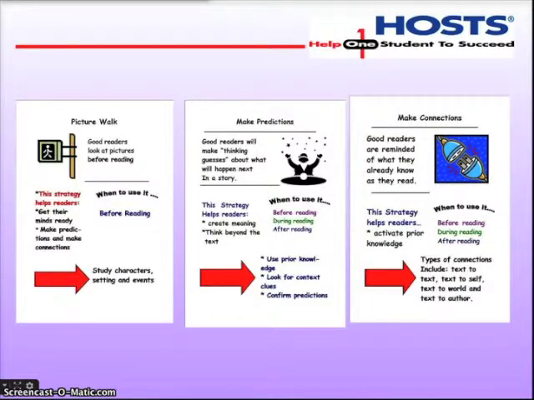After you have taken a picture walk, turn to your partner and make a prediction about what you think the reading material will be about. On the slide, you'll see a few examples of reading strategies. Good readers use strategies automatically.